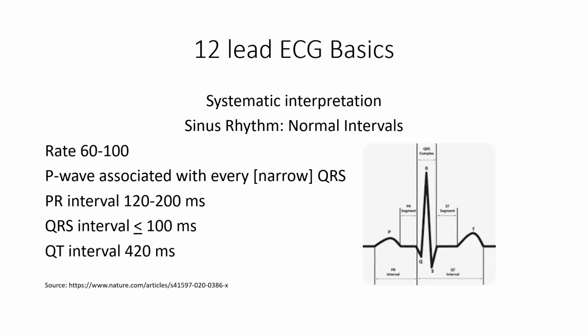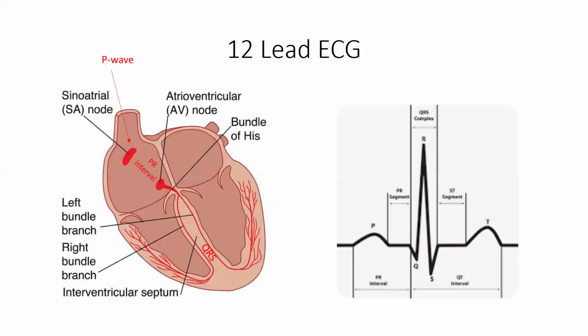So this is just a tracing of normal complexes. The P wave is a tracing of the electrical activity in the sinus node. The PR interval is the length of time that it takes the sinus beat to conduct down to the AV node. And then the QRS complex is the amount of time it takes that electrical impulse to spread across the lower chambers.